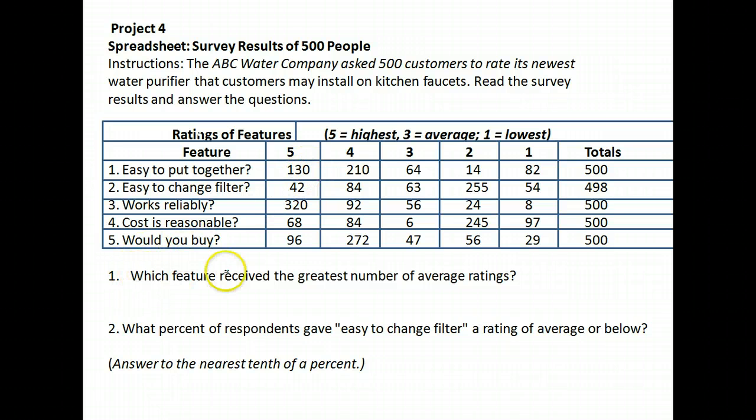Okay, question 1. Which feature received the greatest number of average ratings? For that question, it says up here that average is a rating of 3. So we're looking at this column here. Which feature had the most people say that it was average? Well, what's the highest number here? The lowest is 6. The highest is 64, and what feature was that? It was easy to put together.